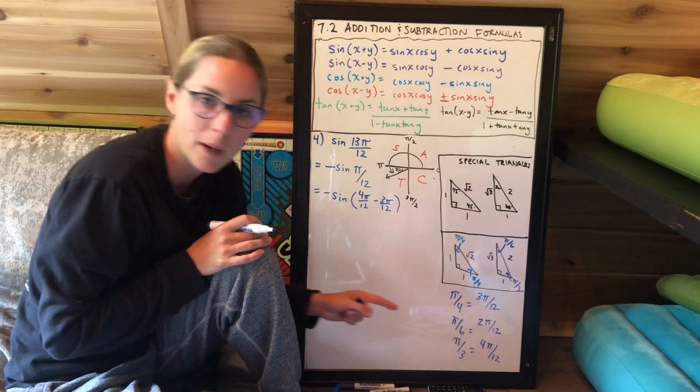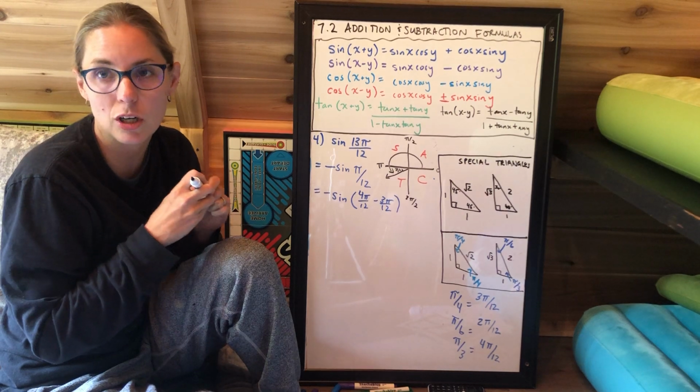I believe if you watch Mr. Todd's video, he did 3 pi by 12 minus 2 pi by 12. You're going to get the same answer regardless of what you do.